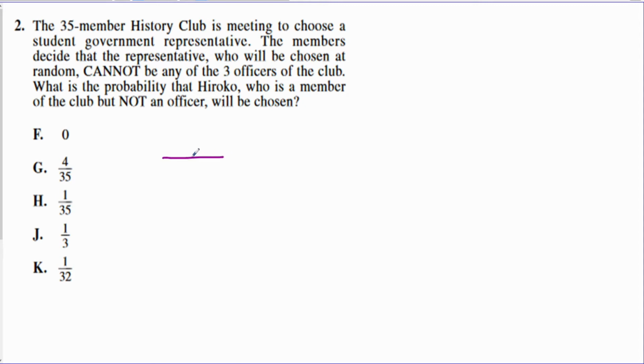Whenever we do probability, we always do what we call the desired outcome over total. So what we want to happen over how many choices I have. In this case, there's a 35-member history club, but 3 of the members are officers. So we only have 32 members that are eligible for this student government representative. So the total number of students is 32. And Hiroko is only one of those members, so he only represents 1. He is the desired outcome. So 1 out of 32 would make that choice K.